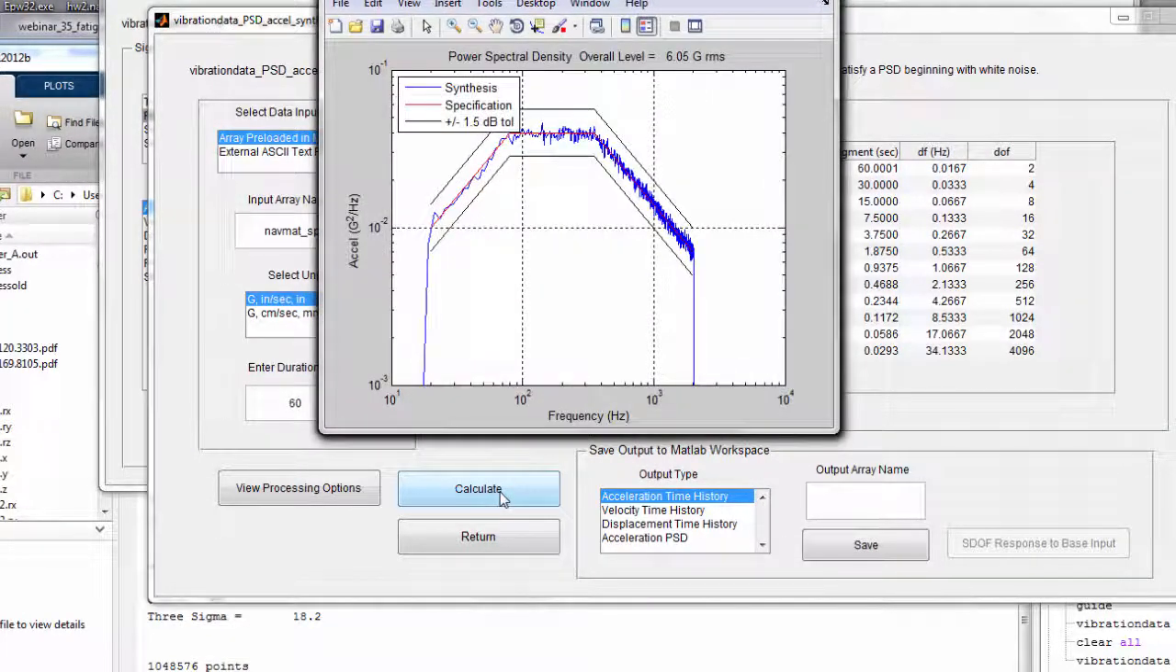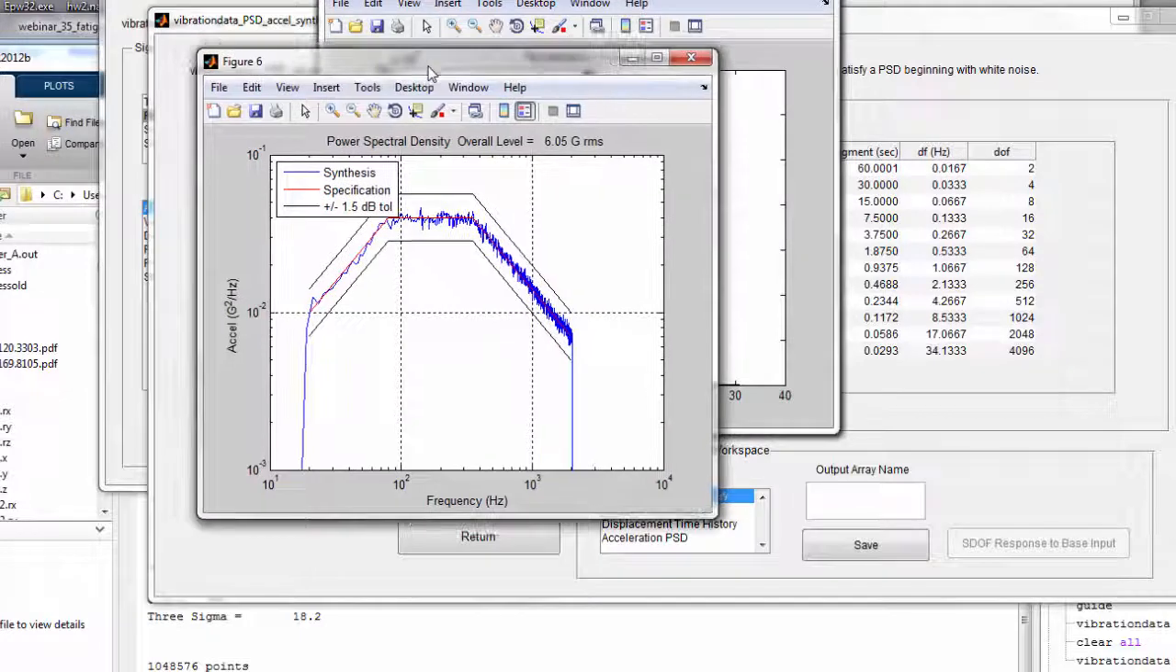And we see a whole bunch of plots come up as we've seen before. And this one here, figure 6, shows us the resulting power spectral density. Now when I say resulting, I'm referring to the blue line, and that's the PSD of our synthesis. And the red line is our nominal specification. So our synthesis agrees with the nominal spec well within the plus and minus 1 dB tolerance bands.